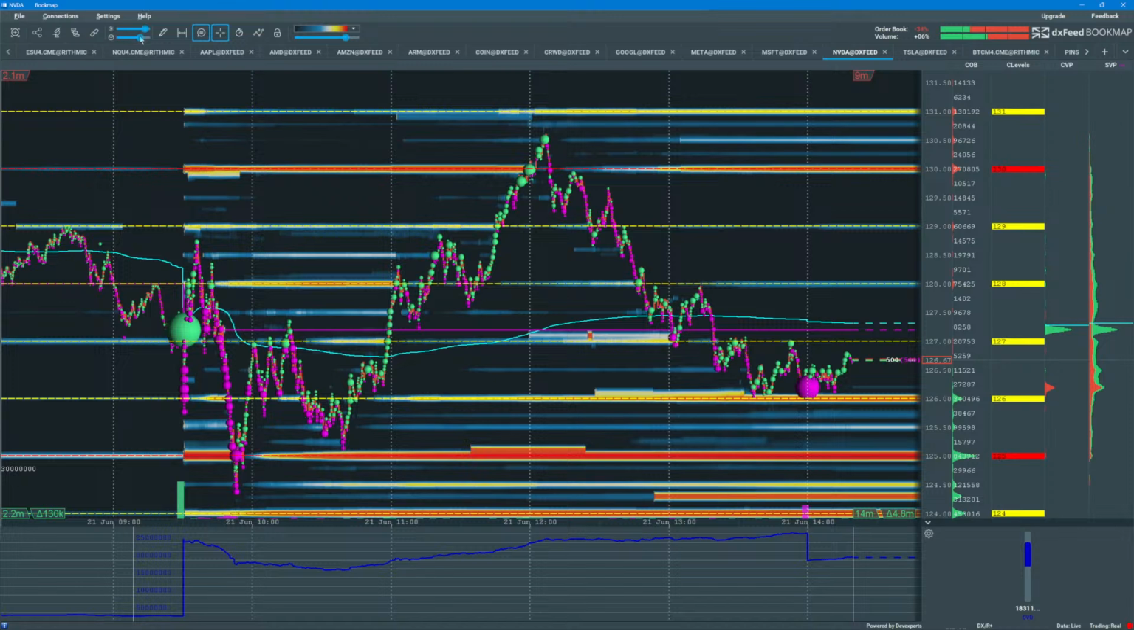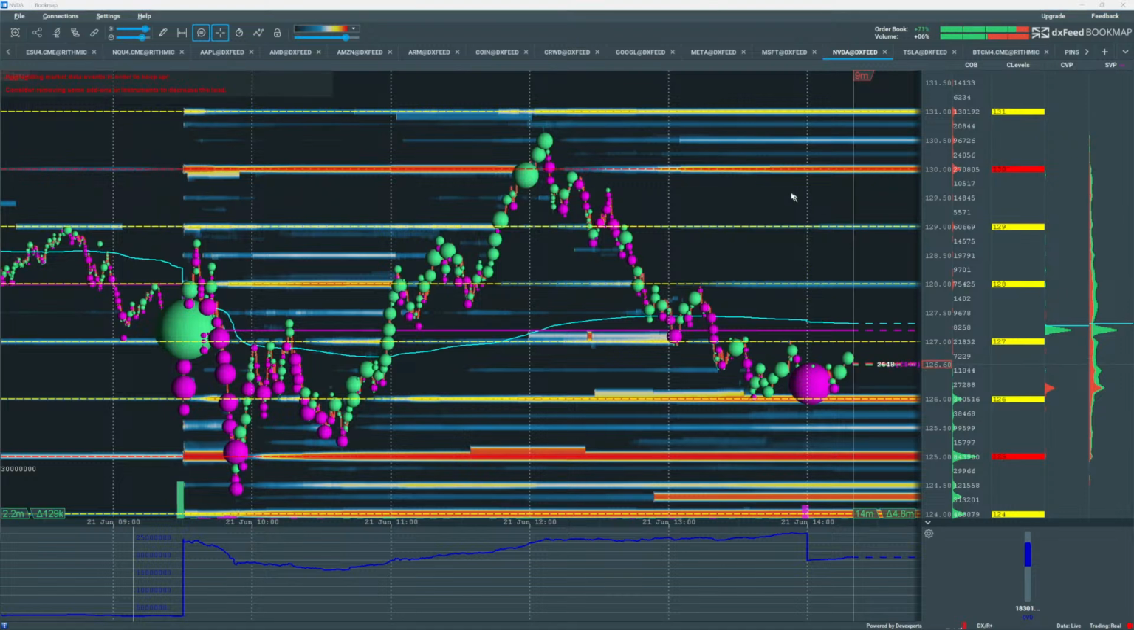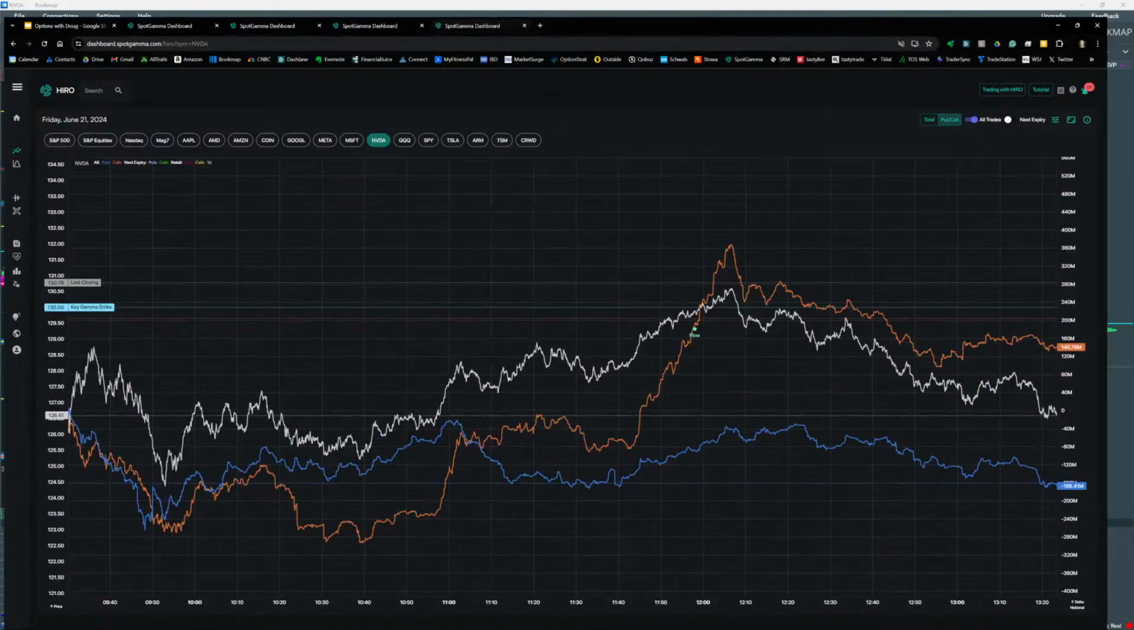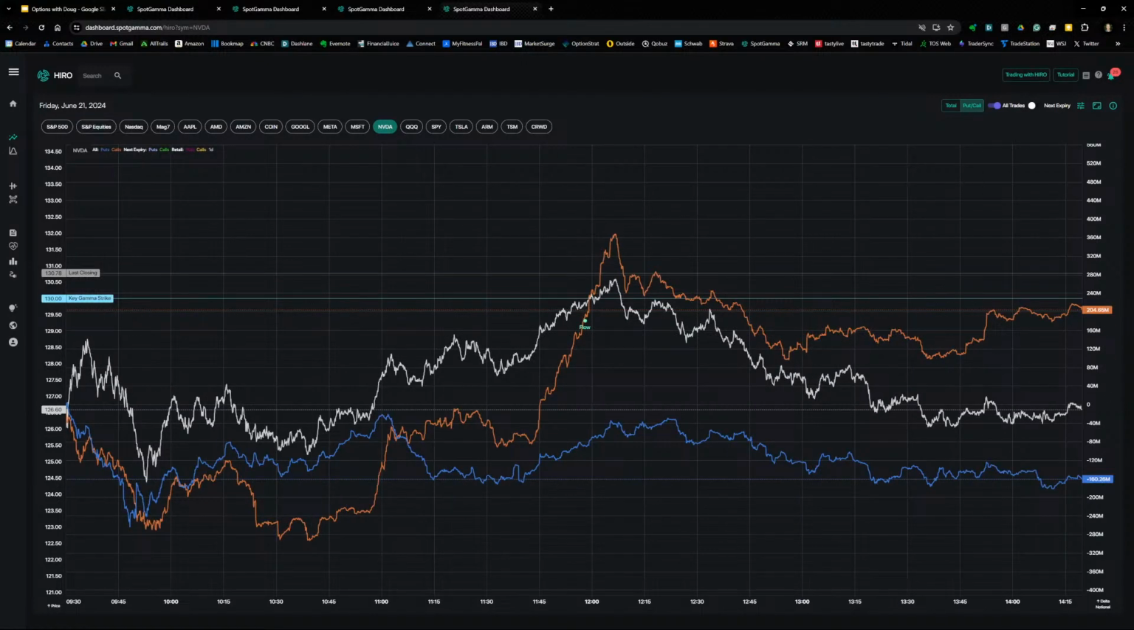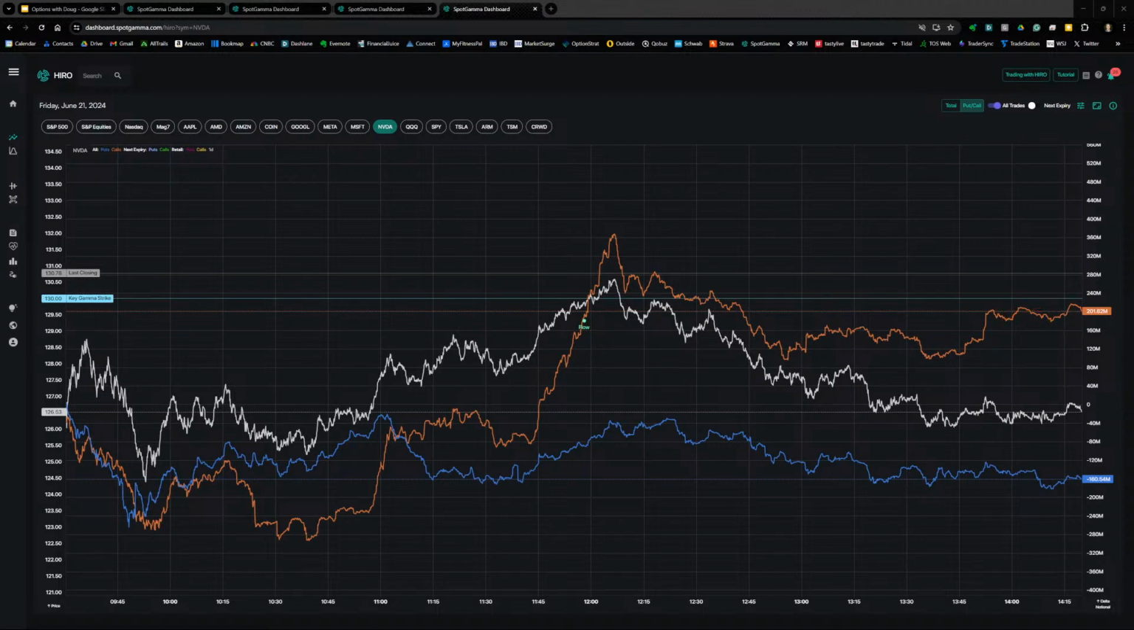Let me bump up the volume dots just a little bit. Some aggressive sellers start to come in. Price moves down. All right, so that's NVIDIA. Let's go back and check Hero now. Zoom out. So it looks like some call buyers are starting to come in again. Show me the rising orange line.